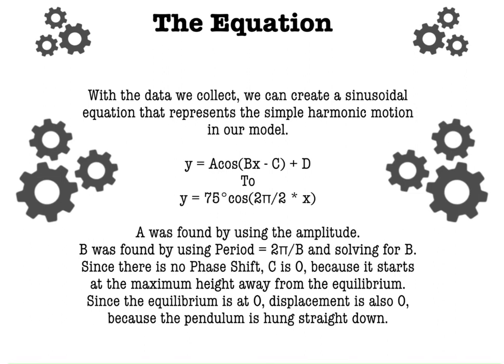Now for the equation that represents our model. With the data we collected, we can create a sinusoidal equation that represents the simple harmonic motion in our model. So we go from y equals A cosine (Bx minus C) plus D to y equals 75 degrees cosine of 2 pi over 2 x. A was found by using the amplitude. B was found by using period equals 2 pi over B and solving for B. Since there is no phase shift, C is 0 because it starts at the maximum height away from the equilibrium. And since the equilibrium is at 0, displacement is also 0 because the pendulum is hung straight down.